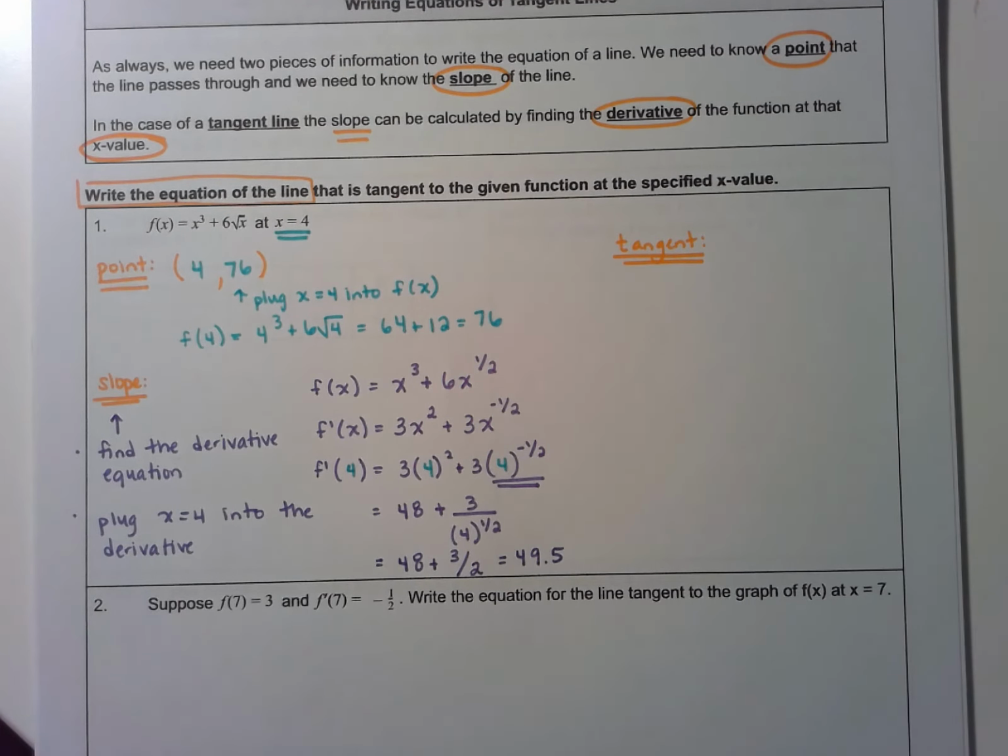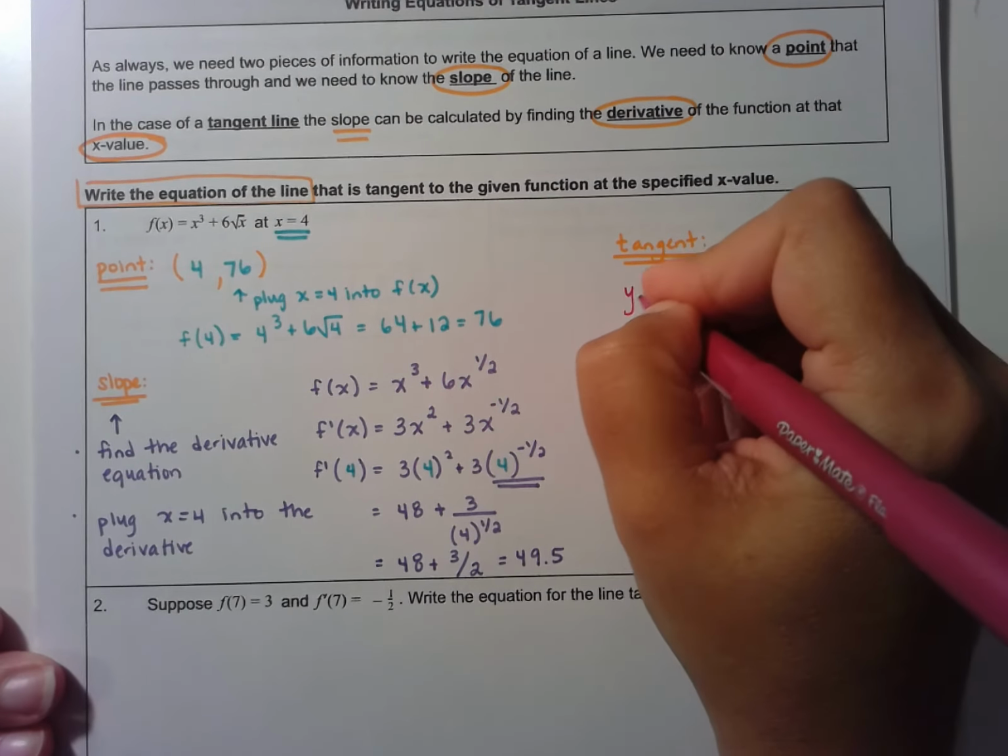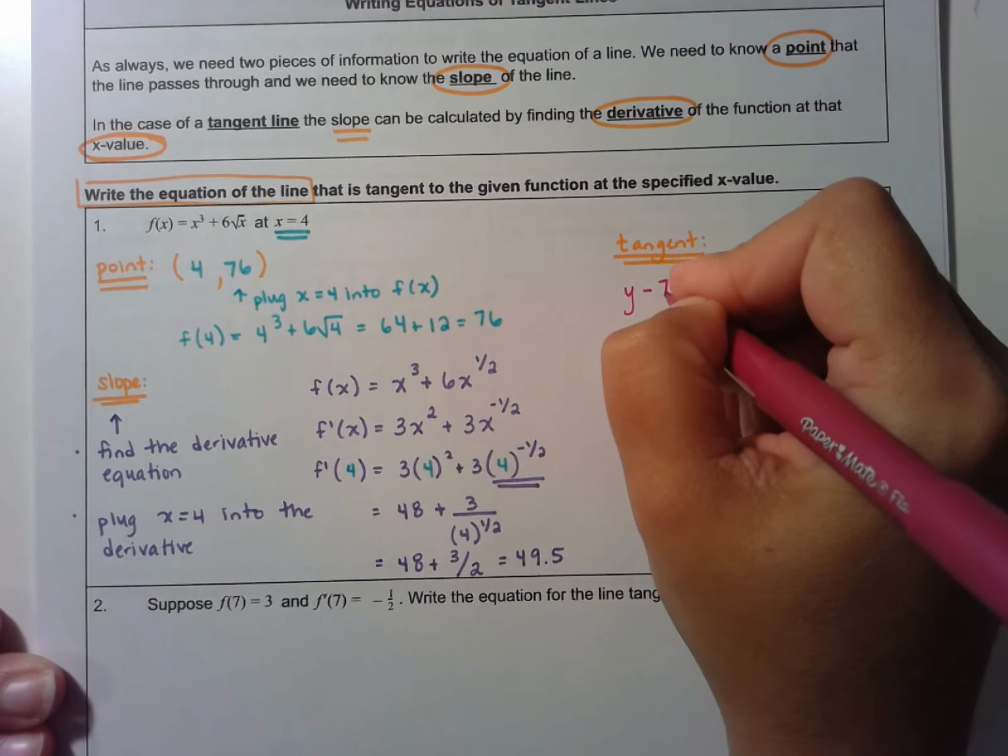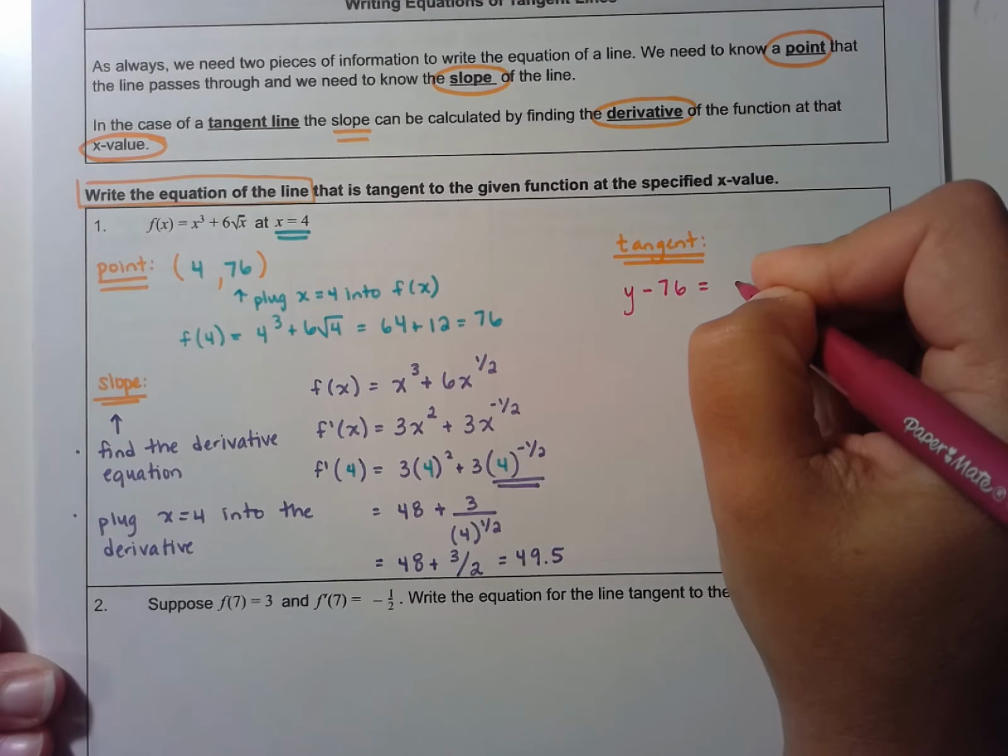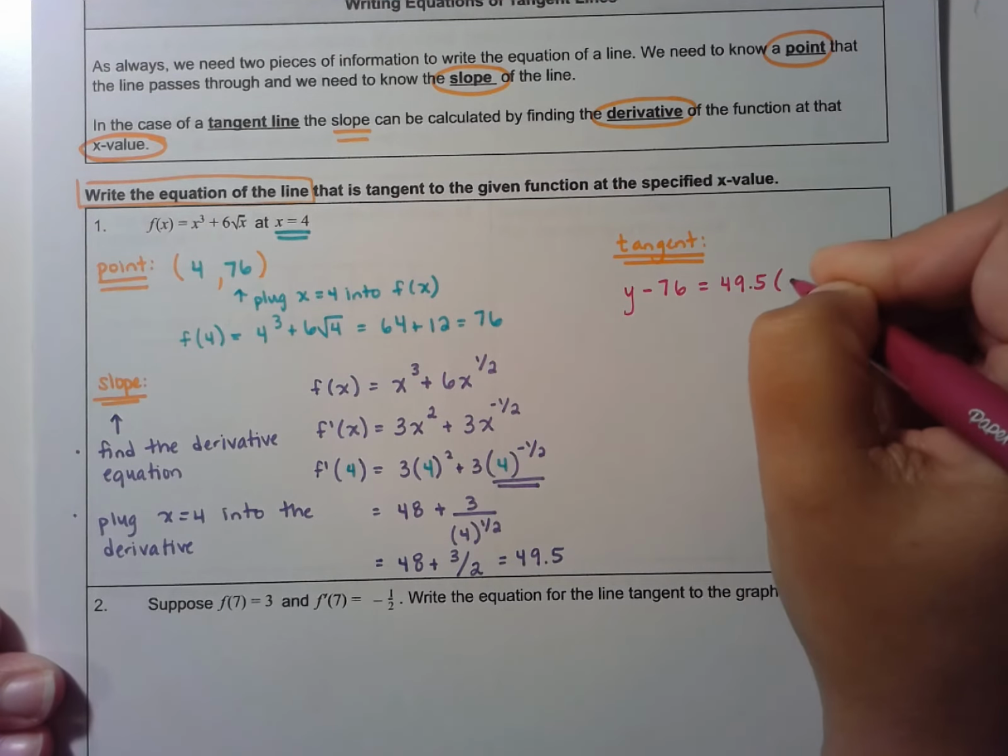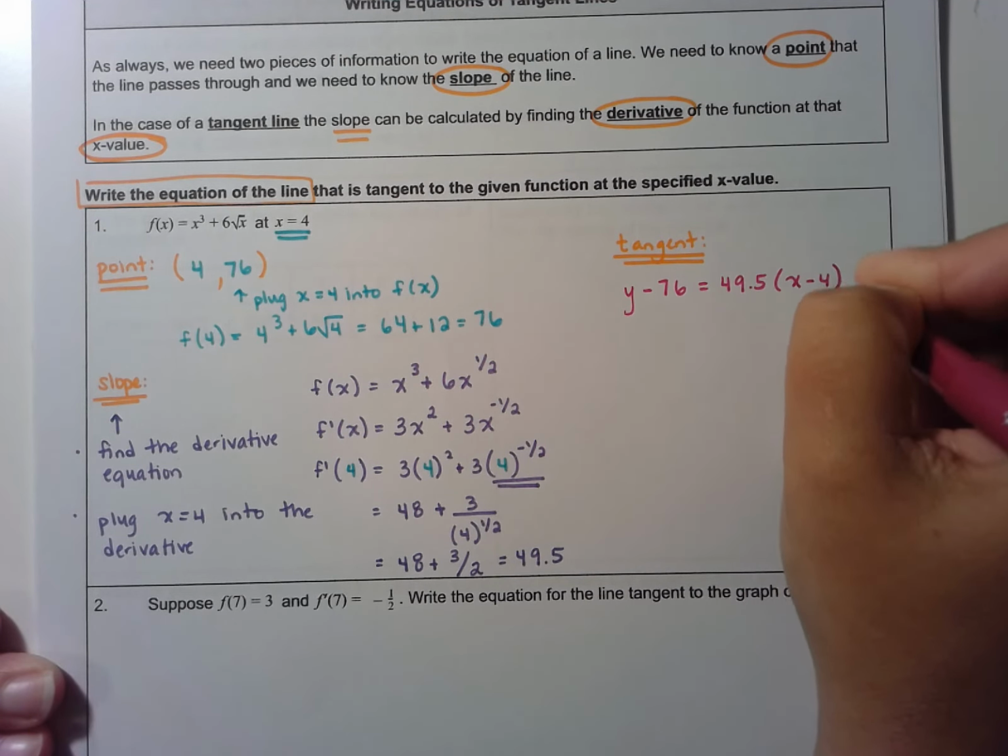So now I've got my point, I've got my slope, and that means I can put them together and make my tangent line by using point-slope form. So y minus 76 is equal to 49.5 parentheses x minus 4.